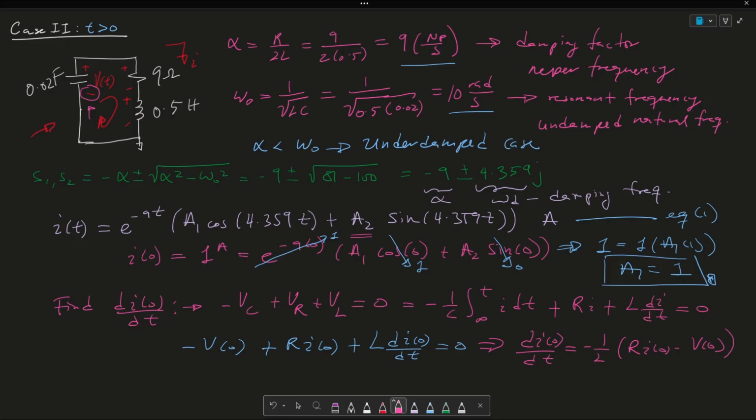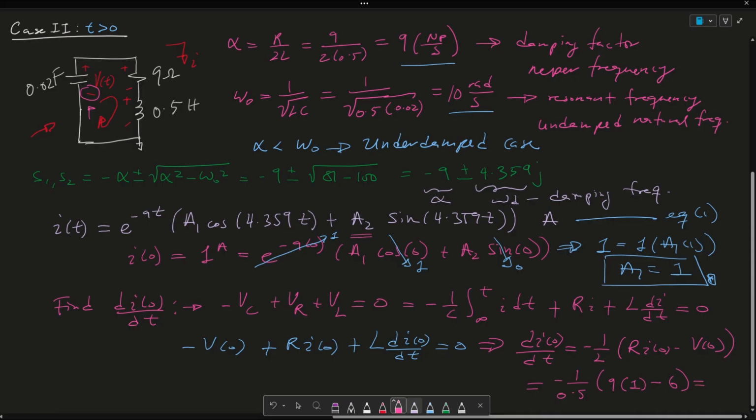I hope this makes sense. So then this is equal to minus 1 over my inductance, which is 0.5, times my resistance, which is 9, times I0, which is 1, minus my initial voltage, which is 6. And if you do the math, you end up getting minus 6 amperes per second. Again, that's because it's a derivative, right? It's current over time.